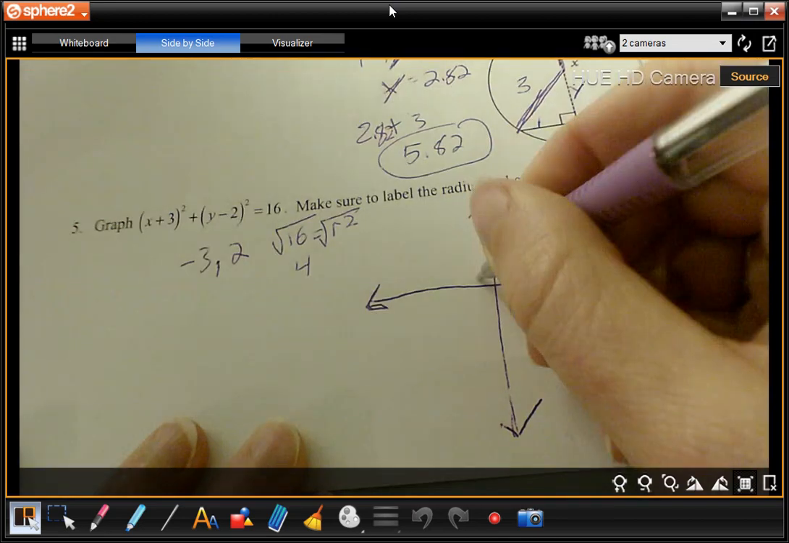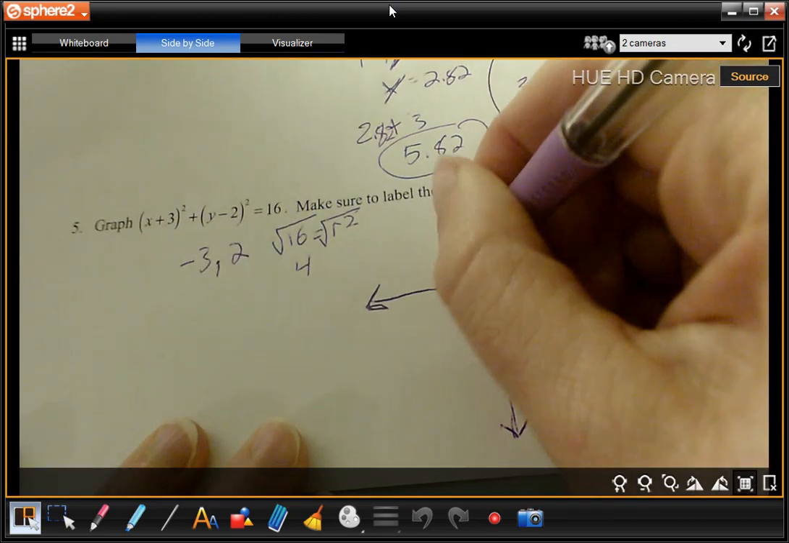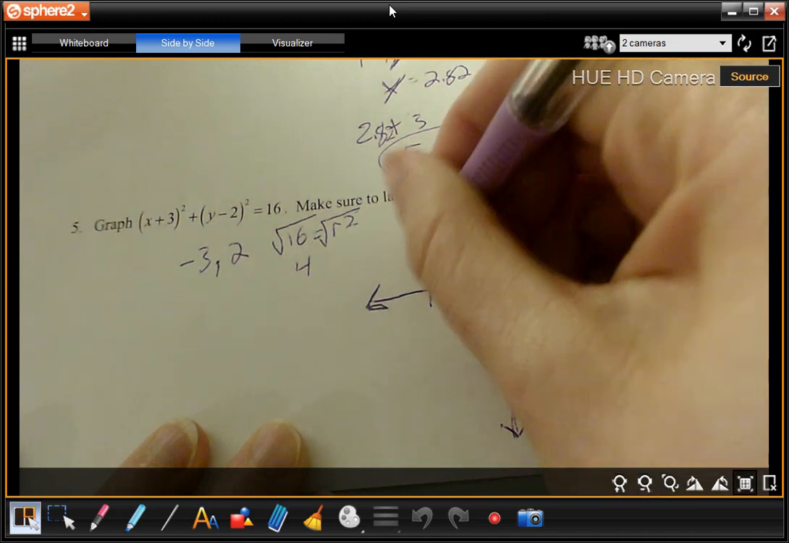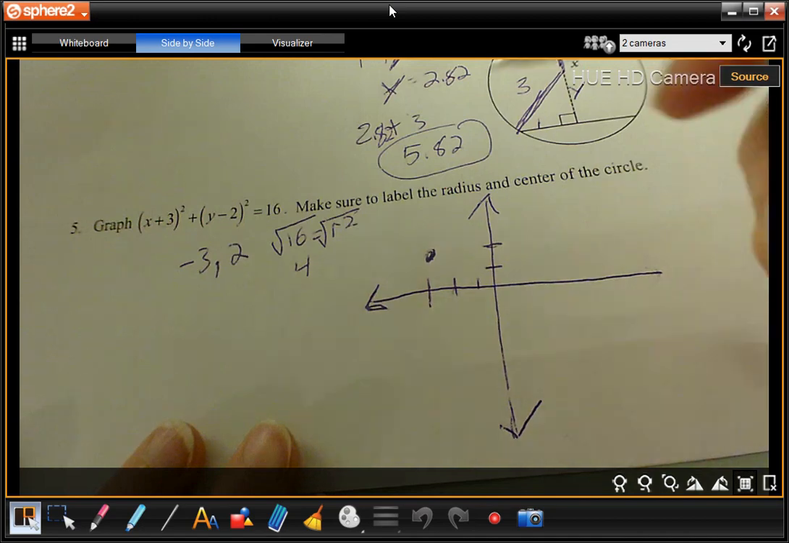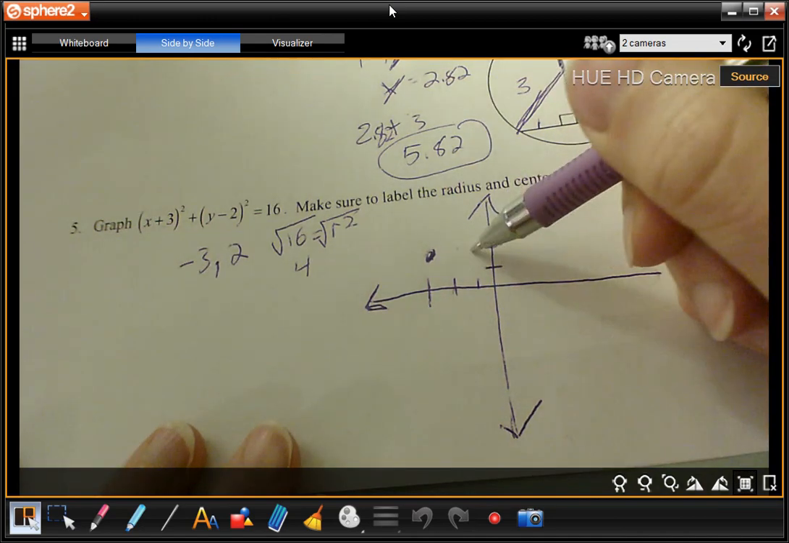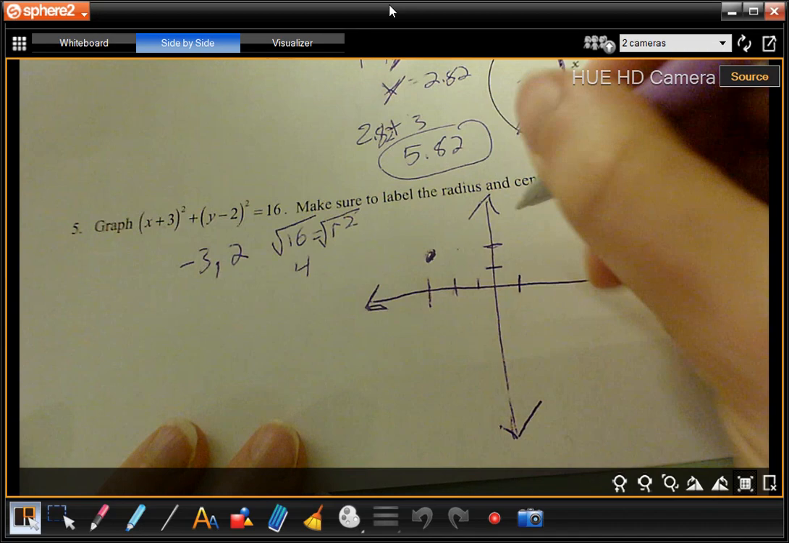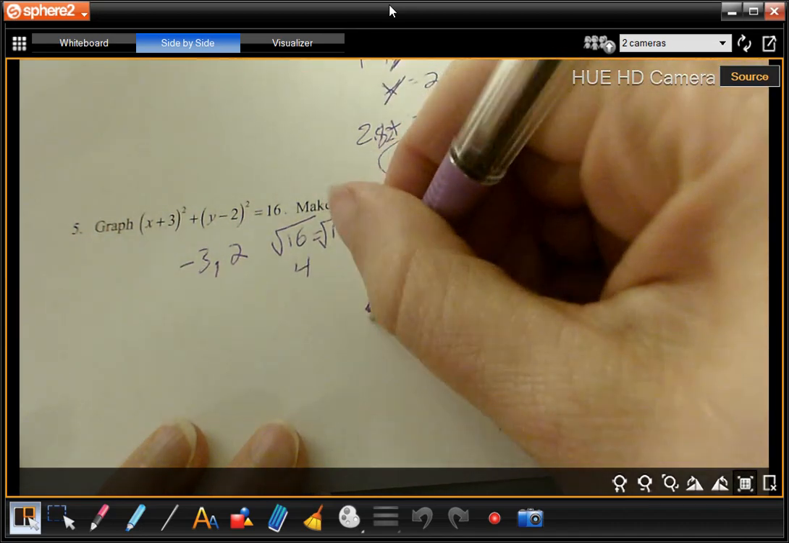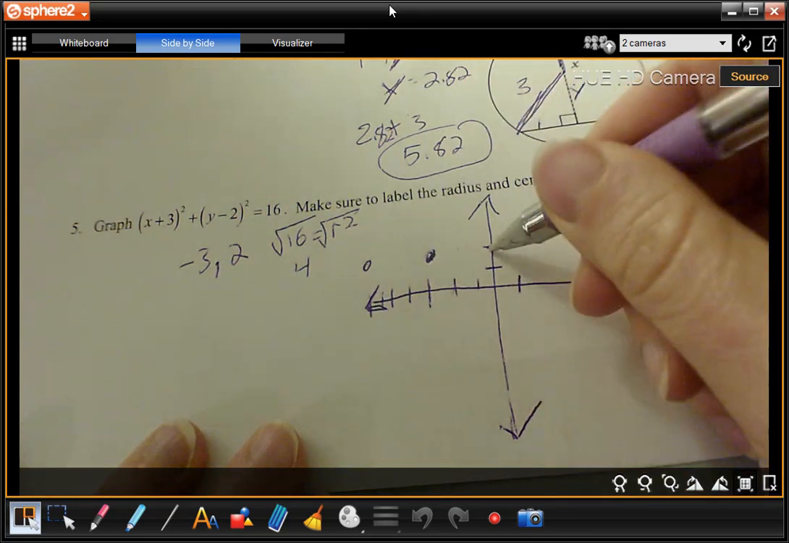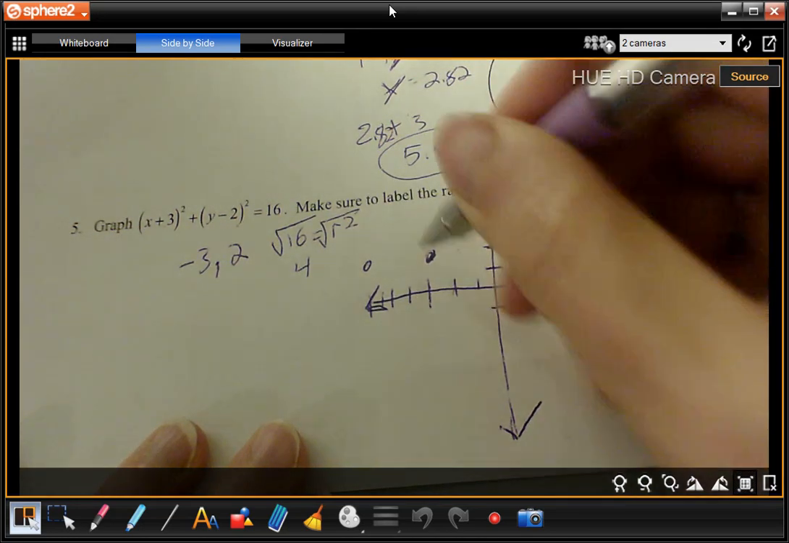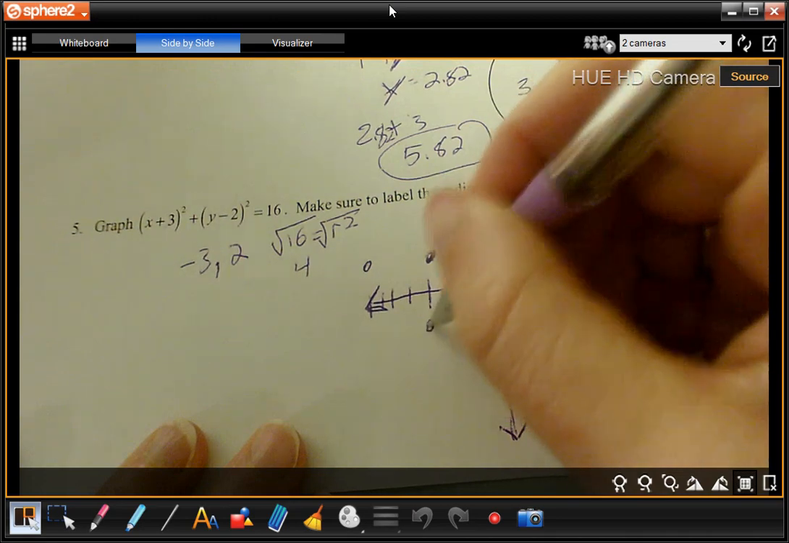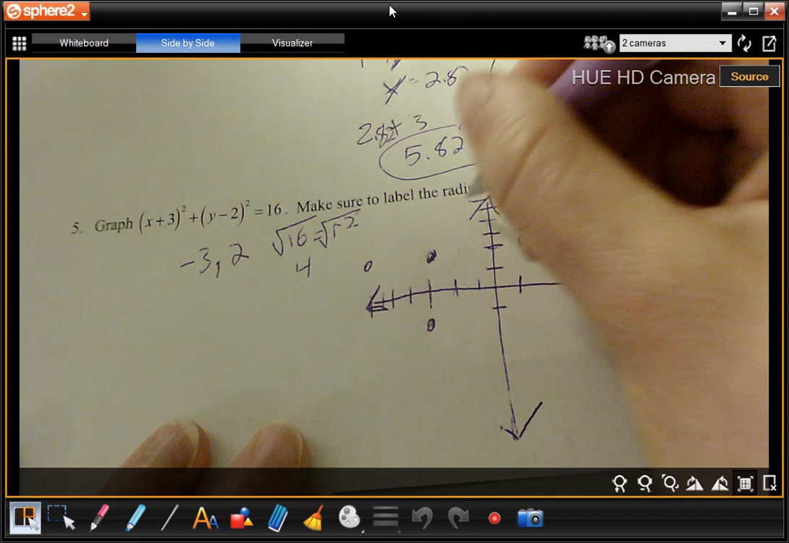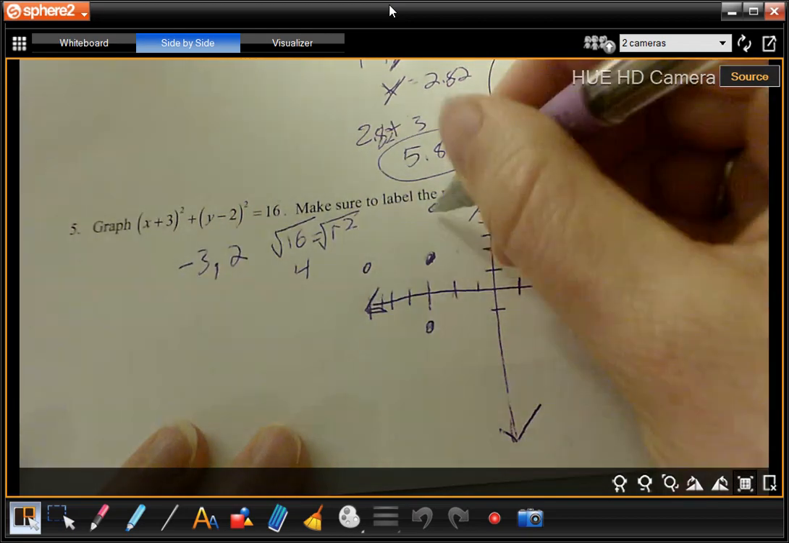So I'm going to go over 1, 2, 3, up 1, 2, and that's my center. And then I'm going to go 4 in each direction. So I'm going to go over 1, 2, 3, 4, and 1, 2, 3, 4. I'm going to go down 1, 2, 3, 4. And I'm going to go up 1, 2, 3, 4. Again, I'm going to assume all of these are 1 unless told otherwise.